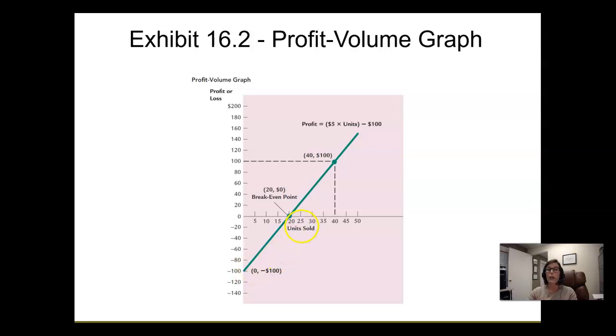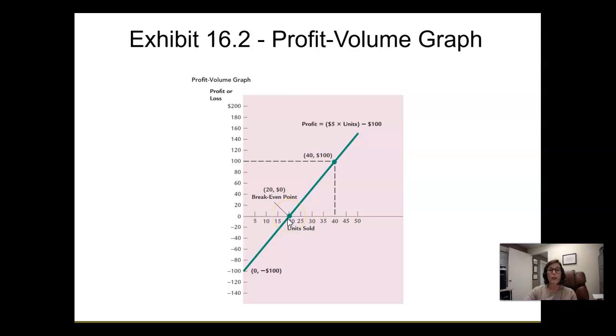Now what do we have to do to reach a point where we make $0? And what this graph tells us is that we have to sell 20 units just to cover our fixed costs. So at $5 a unit, which is what they told us it was, that makes sense. 5 times 20 is $100. So that covers our fixed costs and leaves us at nothing.